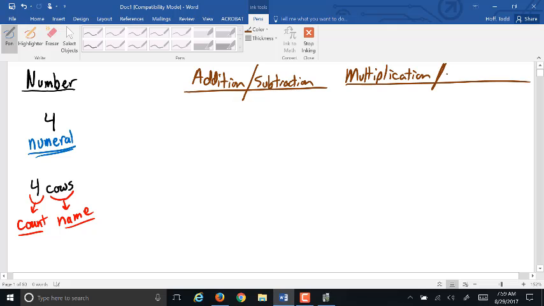The same is true of multiplication and division. They are, again, called inverses. They're really the same operation. Multiplication is going forward, division is going in reverse.